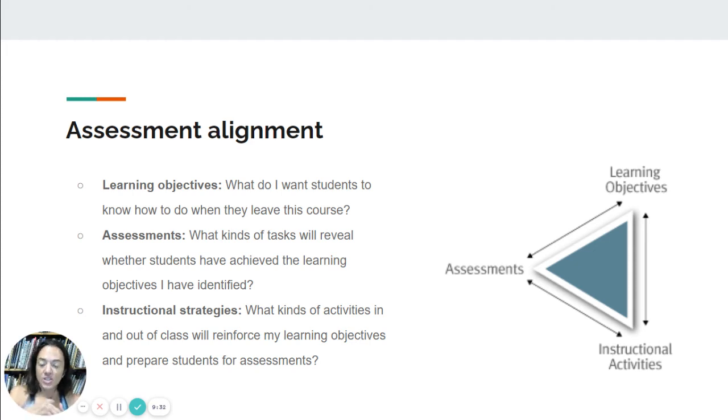And then strategies we'll talk about last. That'll be next week. What kinds of activities will reinforce those objectives and prepare students for assessment. So you can see how all of these are coming at our learning objectives. And I think that's something that's really important to remember, kind of keep an eye on the learning objectives.